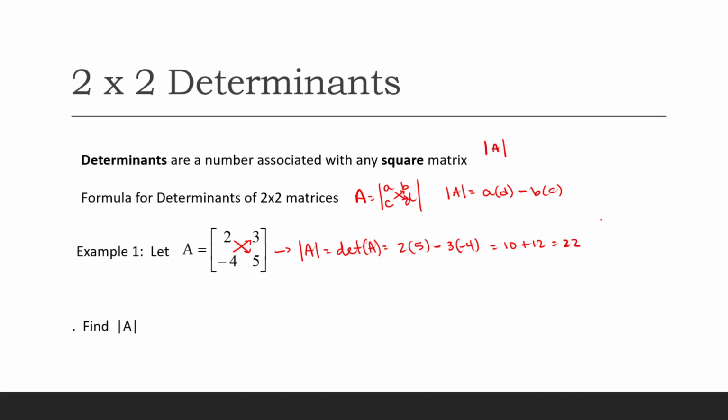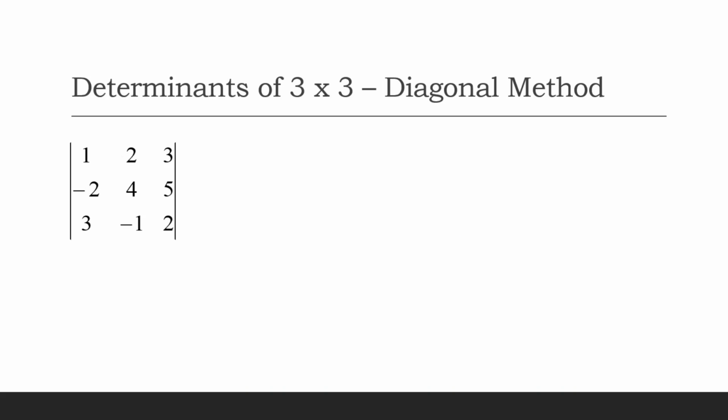Now this is really nice for 2 by 2s. They're pretty quick and easy. But as the matrix gets bigger, it gets a little more complicated. So for 3 by 3s, we have two different methods. Method 1 is by using the diagonals.